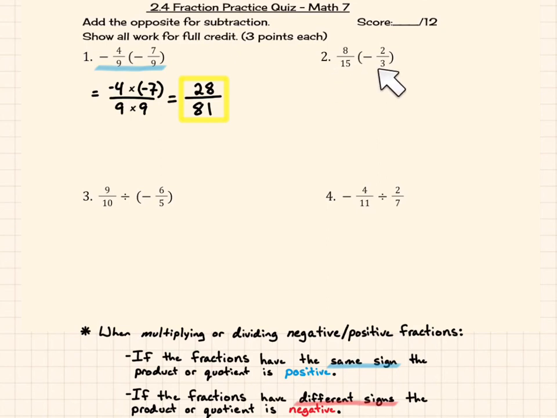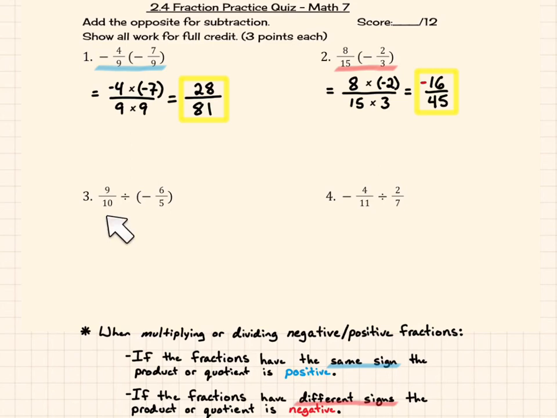Number 2, we have two different signs here. I know that my answer is going to be negative because if the fractions have different signs, the product or quotient is negative. We end up with 15 times 3 in the denominator and 8 times negative 2 in the numerator. Or we have negative 16 over 45 as our answer.